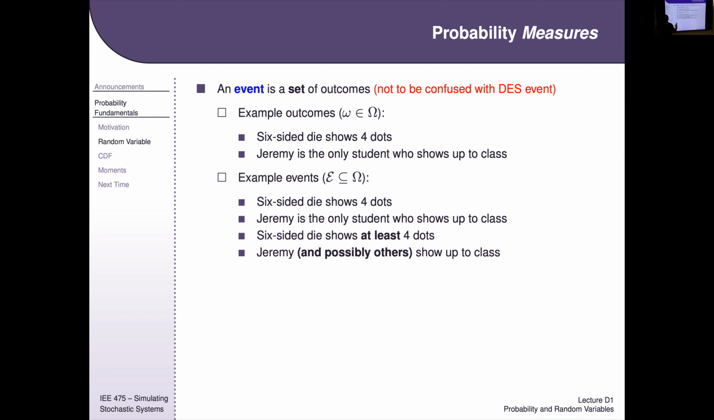So when you talk about the probability of something, what you're actually asking for is the probability of a set of outcomes. That set might have only one outcome, or it might have multiple outcomes in it. So outcomes are the particular things that could happen in an experiment. Events are the things we actually measure, and events are sets of outcomes.